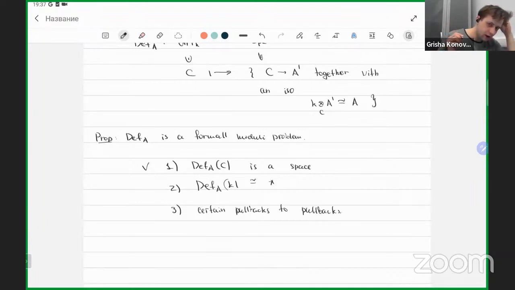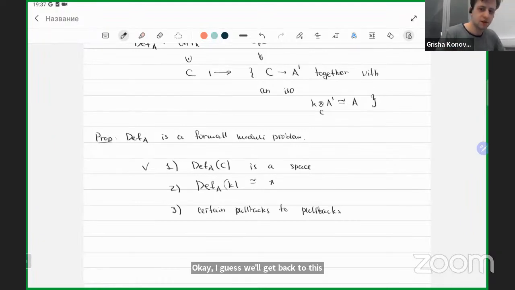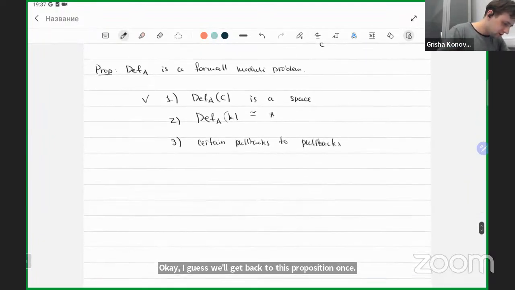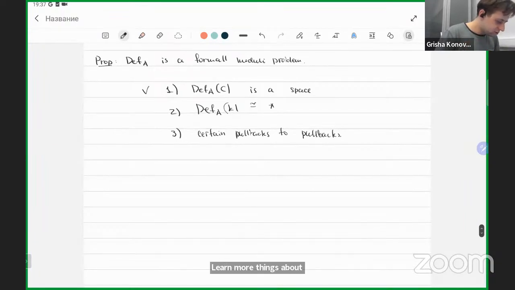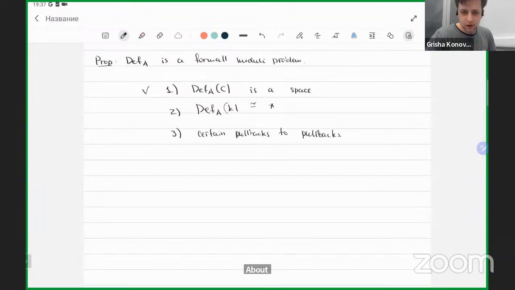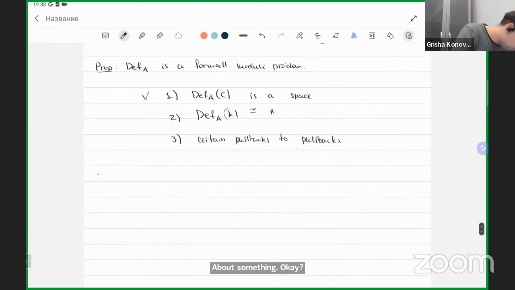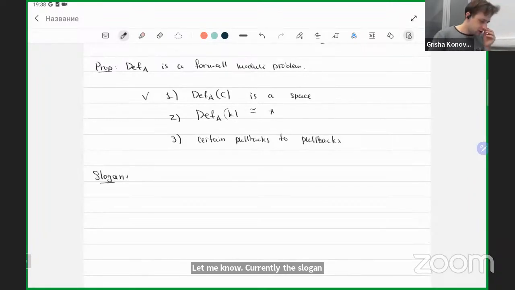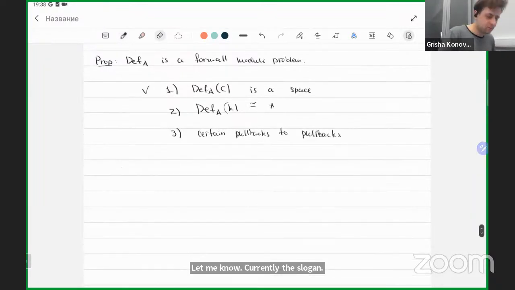Okay, I guess we'll get back to this proposition once we learn more things about something. Okay. Let me now formulate a slogan. Maybe, no, let me just state the theorem.